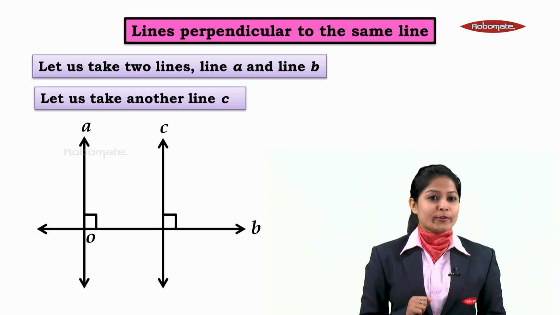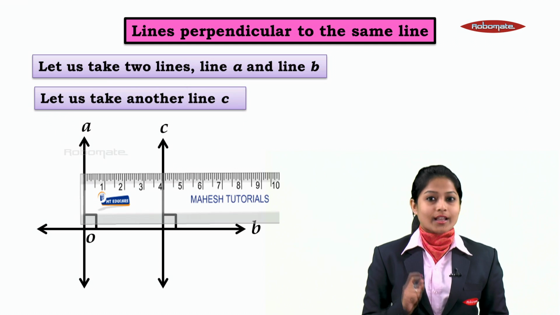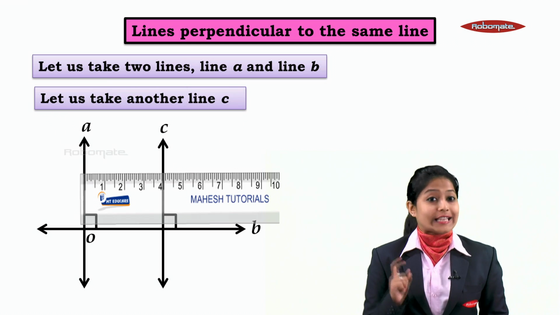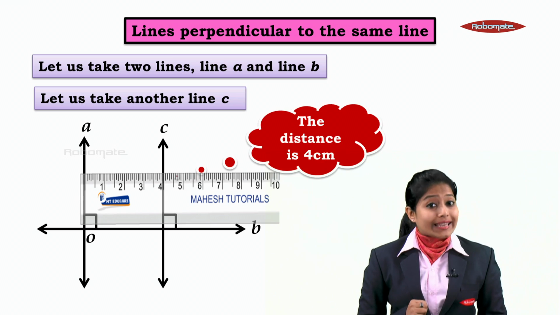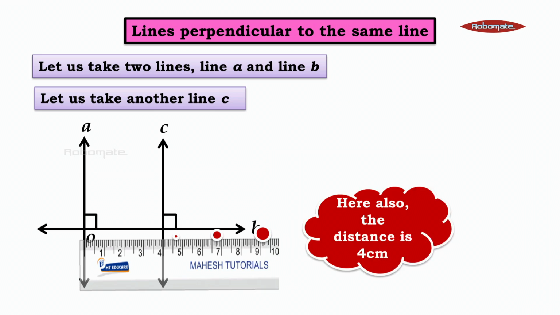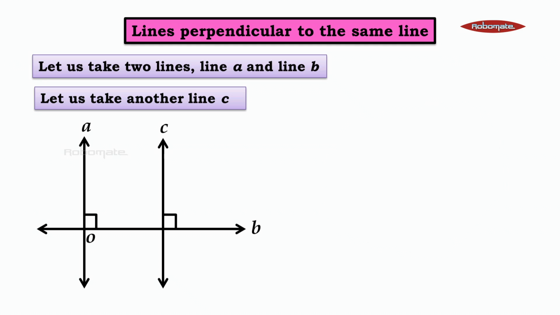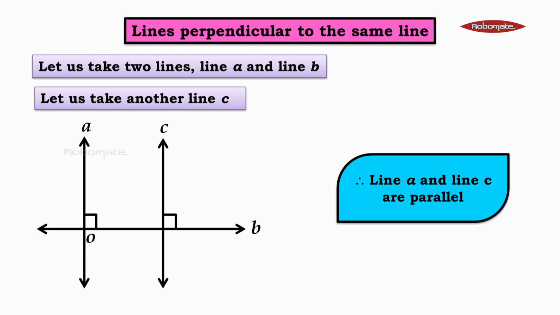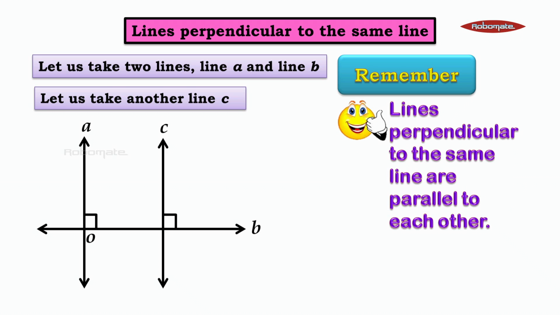Now students, we have to find out if line A is parallel to line C. For that, let's take a ruler and measure the distance between line A and line C. We find out on measuring that the distance is 4 centimeters. Again, when I measure, I find out that the distance is 4 centimeters. And we know that the distance between two parallel lines is always equal. Therefore, line A and C are parallel to each other. So that brings us to the conclusion that lines perpendicular to the same line are parallel to each other.